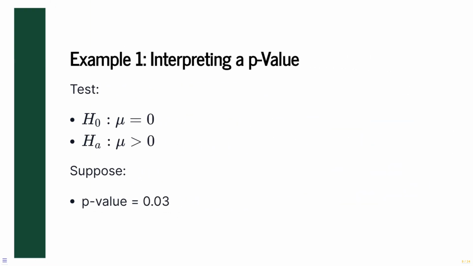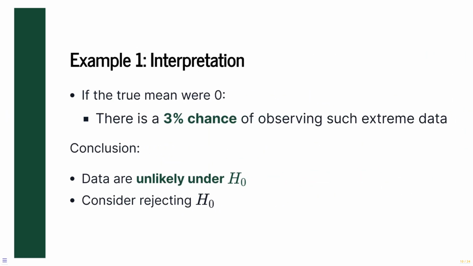Let's look at an example. Suppose we test whether a population mean equals 0 versus whether it is greater than 0, and we obtain a p-value of 0.03. This p-value means that if the true mean were 0, there is a 3% chance of observing a sample result as large or larger than what we saw. Because this is unlikely, it provides evidence against the null hypothesis.